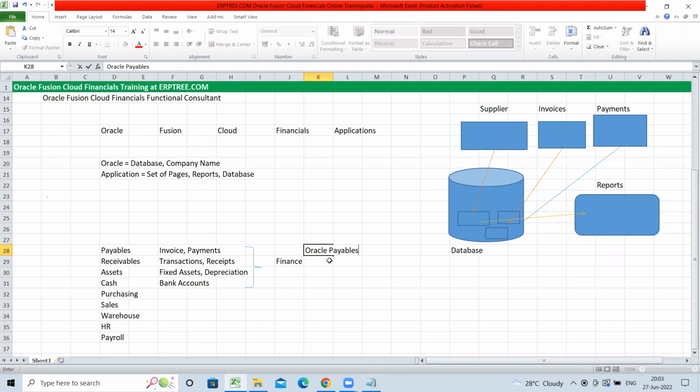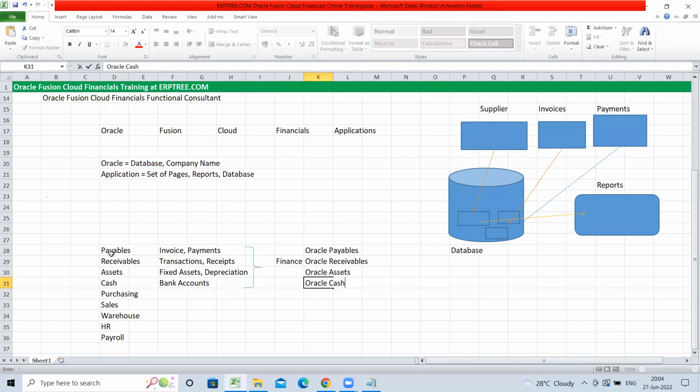For payables department, Oracle is providing an application called Oracle Payables. For receivables department, Oracle is providing the application called Oracle Receivables. For asset department, Oracle is providing an application called Oracle Assets. For cash department, Oracle is providing an application called, say, Oracle Cash. Take these very short names as of now. In 1 or 2 sessions, I'll give you the complete name and how the name can be derived and the complete meaning we'll understand. For now, take this simple point.